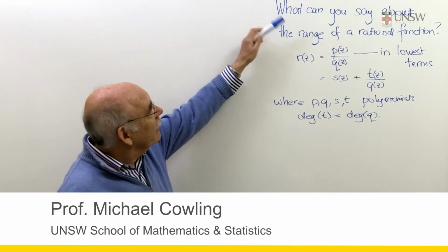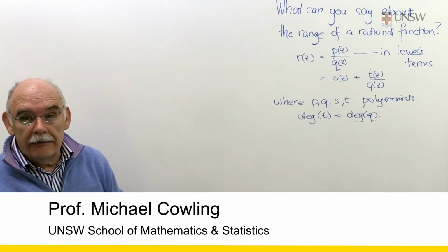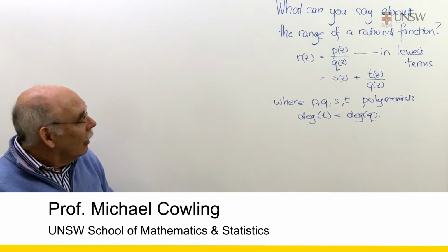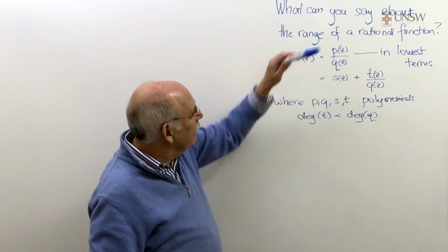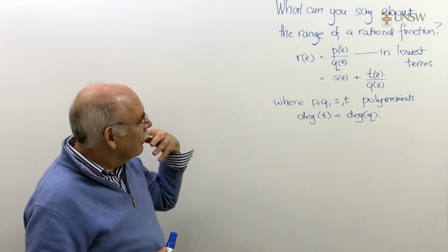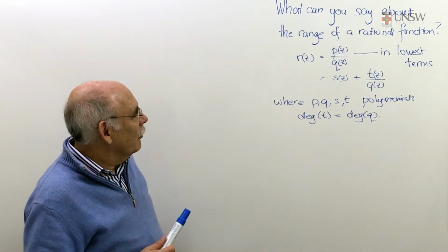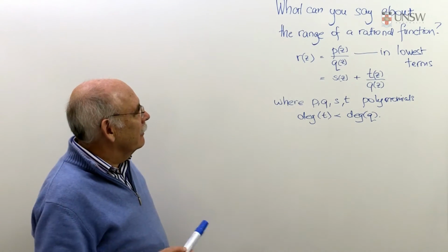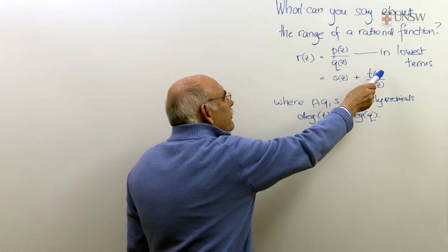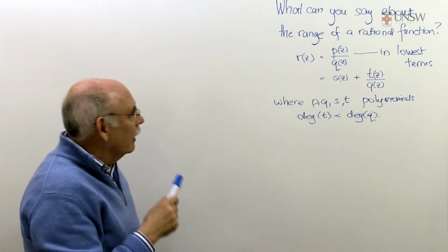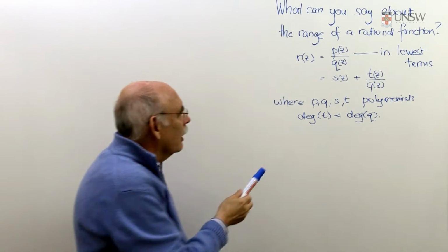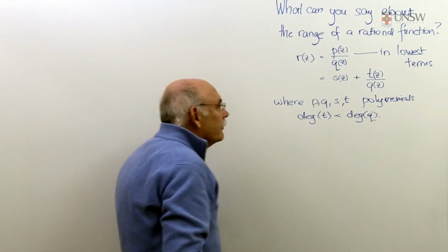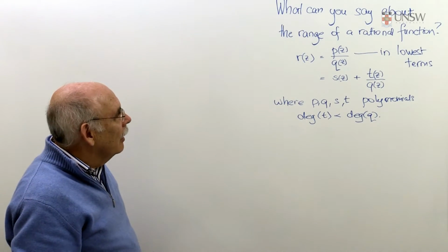The question is, what can you say about the range of a rational function? Now, remember that a rational function is a quotient of polynomials, p of z over q of z, and that if we apply the division algorithm for polynomials, we can always write this as s of z plus t of z over q of z, where s of z and t of z are also polynomials, and further, the degree of t is less than or equal to the degree of q.